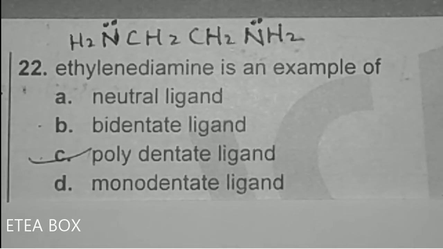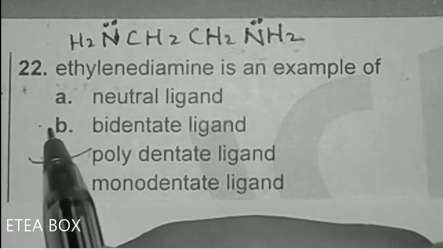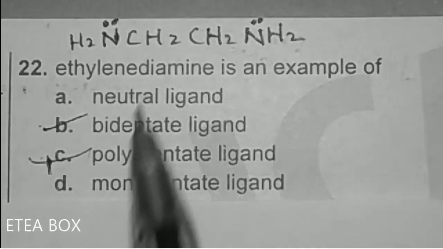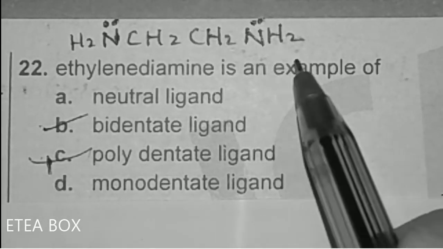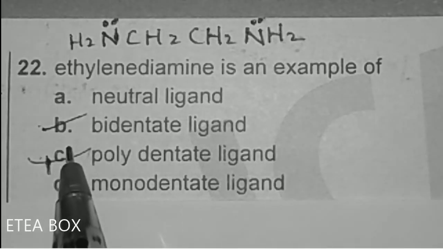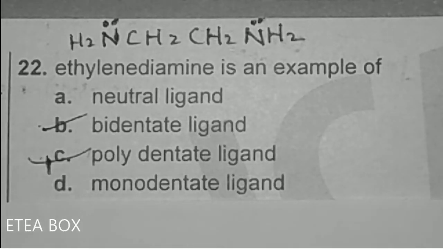Ethylene diamine is an example of a bidentate ligand. Look here, a lone pair is present here and another lone pair is here, so it means that it will donate 2 lone pairs. So this is a bidentate ligand.